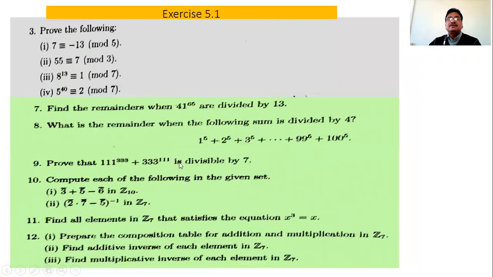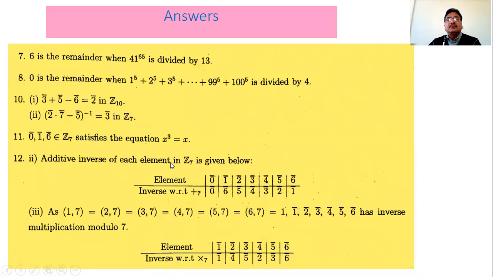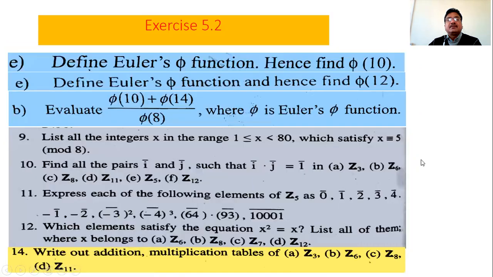So these are some exercises. Solve all these problems. Their answers are given in this slide. Then this is another exercise on Euler's phi function and some elements of Z5, Z3 and inverses. In example number 10, we have to find the pairs such that their multiplication is 1 bar, meaning we have to find the prime residue classes. Which element satisfies x squared equal to x?